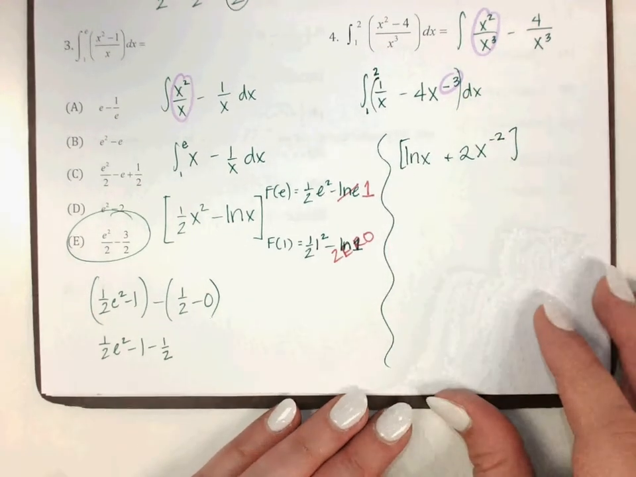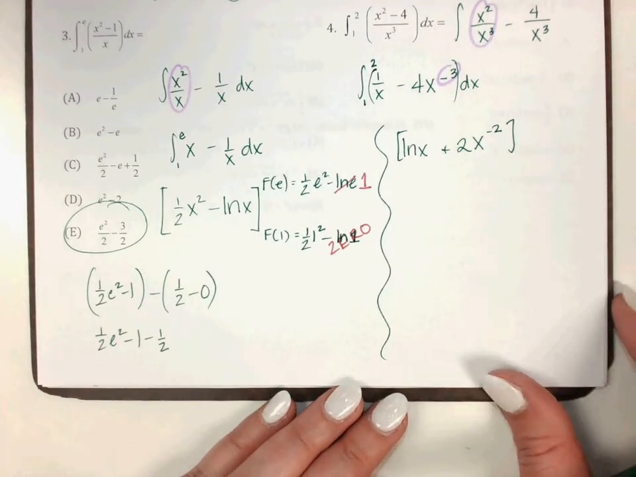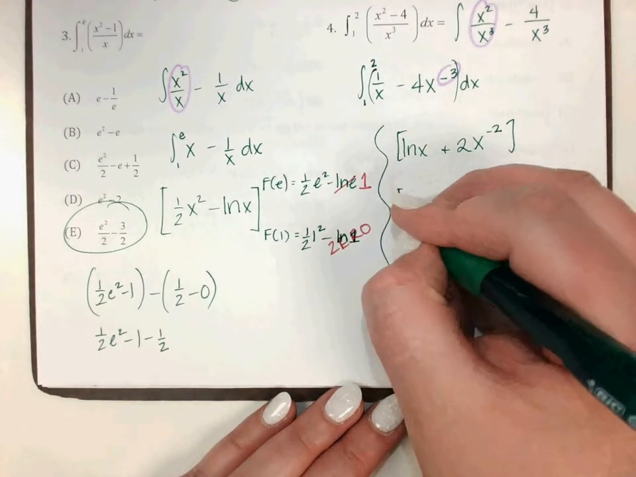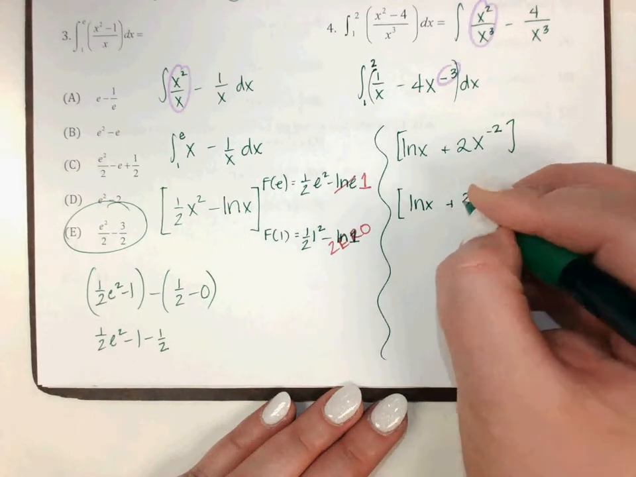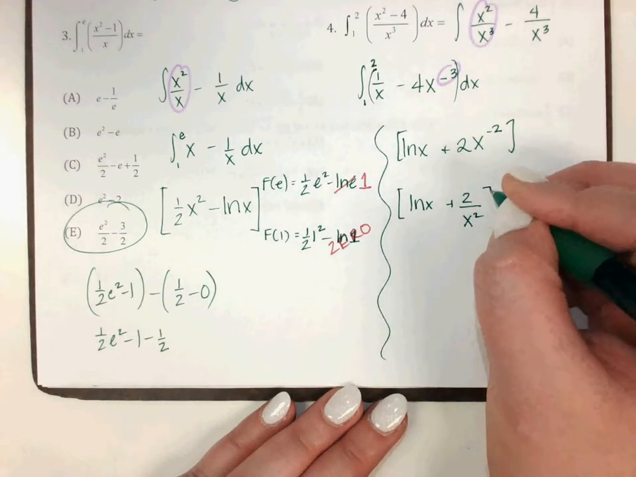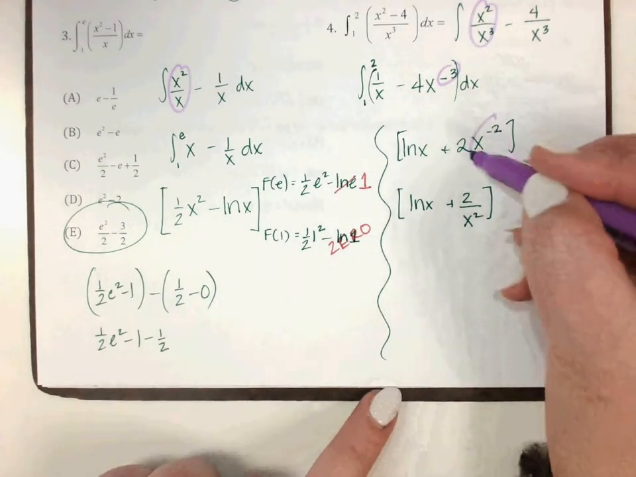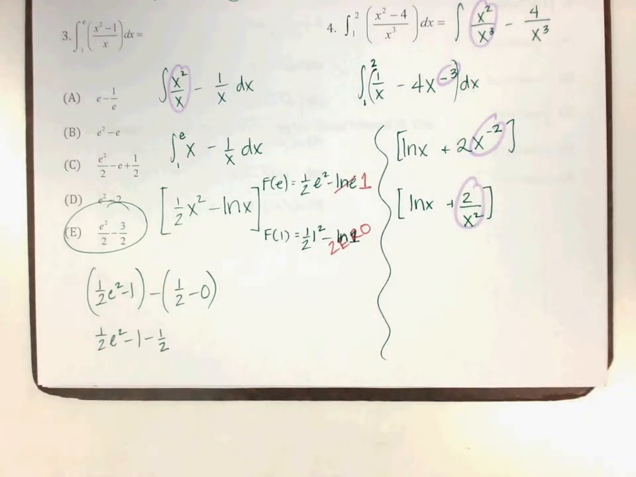I would not plug into that. How can you rewrite that before you start plugging in? Make it a 2 over x squared. Okay, very good. These are the same. Then you're plugging in 2, plugging in 1, subtracting. See if you can do it.